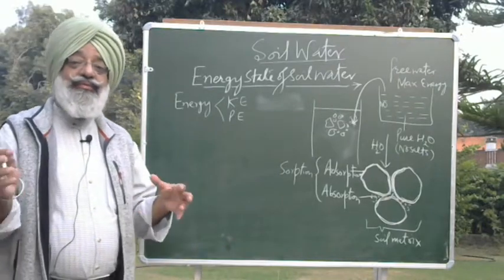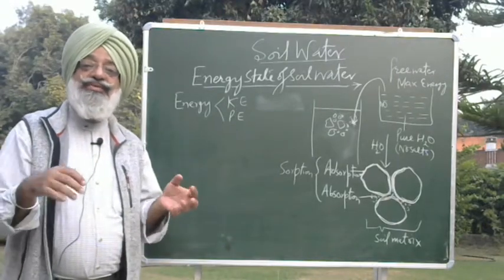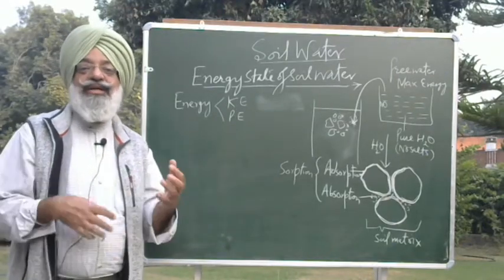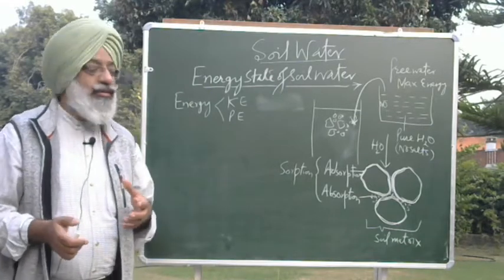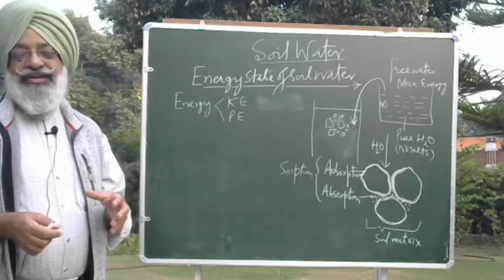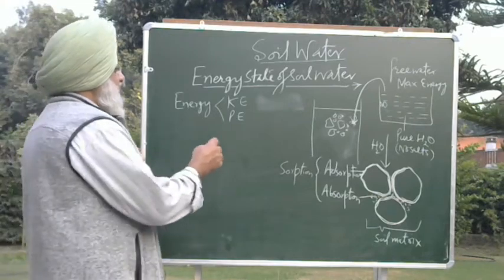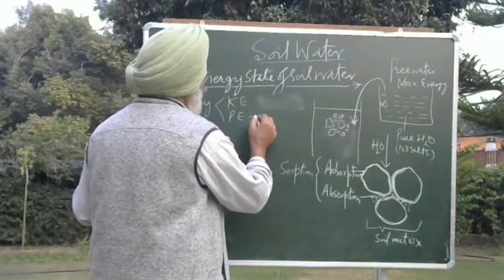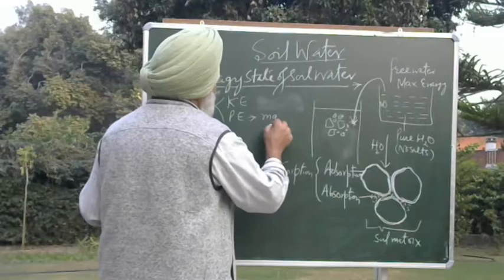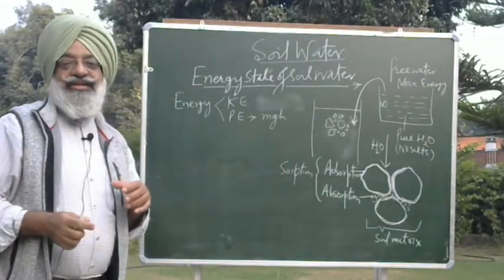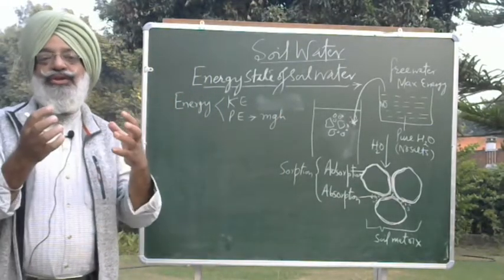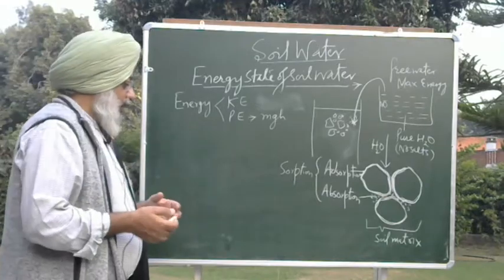Otherwise, kinetic energy of water flowing in a stream or river is very high, and you know, using that kinetic energy, we are producing electricity also. But in soil, this kinetic energy is negligible. So, the only form of energy dominant in the soil is potential energy. That means position of water in the soil.